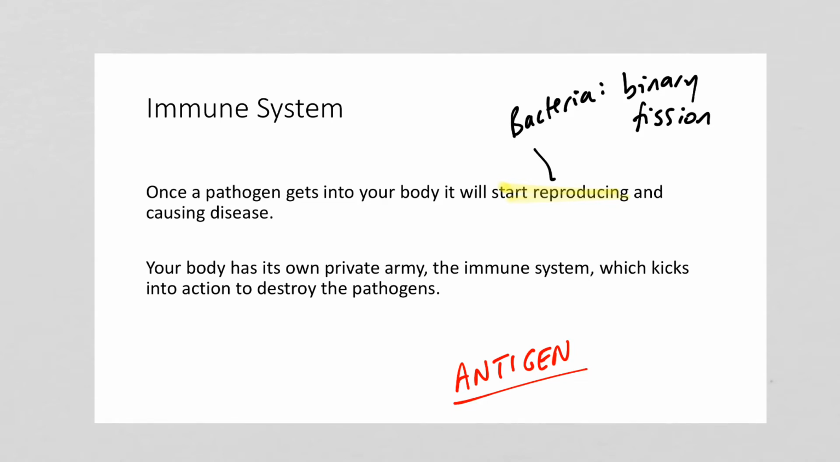If it's a virus and it gets in, it's going to infect the first cell. It's going to trick the cell into making a whole bunch of copies of the virus. Those are going to burst out of the cell, destroying it, and go on to infect other things. So essentially, once the pathogen gets in, the clock starts ticking because they're going to be reproducing really quickly, and the more of them there are, the more damage they can do.